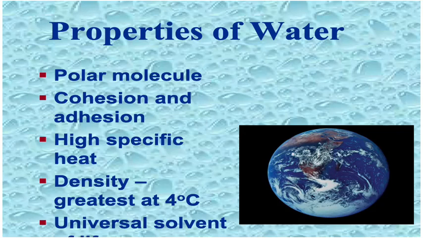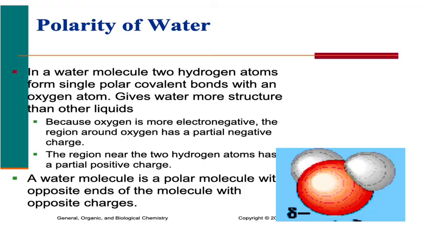So the first part of our second module is going to deal with the properties of water. What we have listed here is that water is a polar molecule. It undergoes cohesion and adhesion, has a high specific heat, density greatest at 4 degrees Celsius, and is the universal solvent. So let's talk about some of those more in depth.